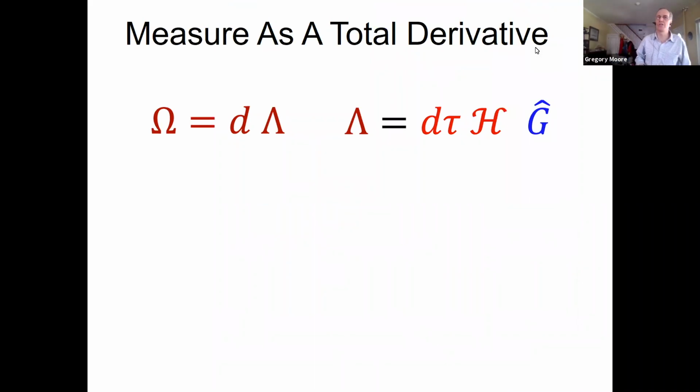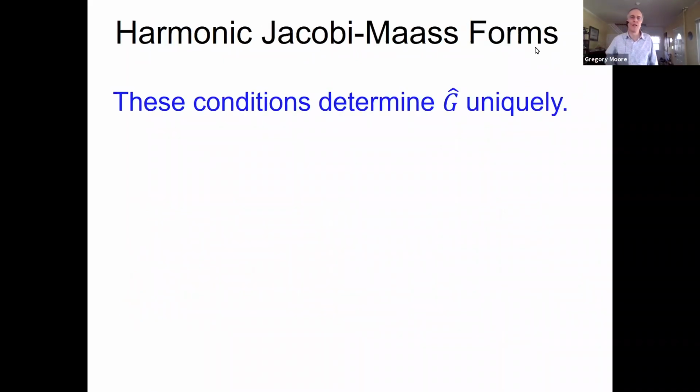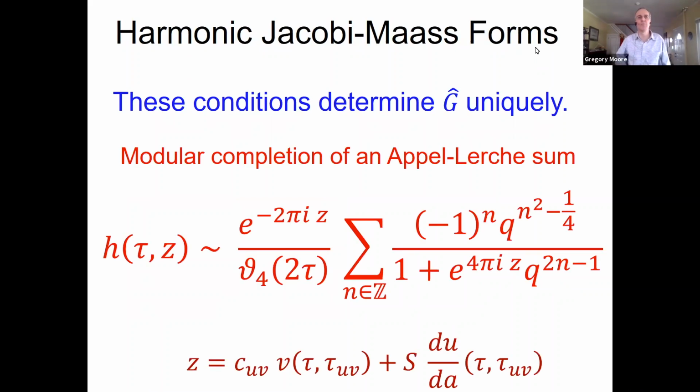So that's the technique that we use to evaluate the Coulomb branch integral. We write the measure as d of a one-form. Our one-form better be well-defined, no monodromy or anything like that. It better be non-singular away from the points where we know there's going to be trouble, and it better have a good q expansion near the cusps. These conditions determine this G-hat uniquely as a modular completion of what's called an Appell-Lerch sum. This h of tau does not look very modular, but remarkably, it has a non-holomorphic modular completion. It also looks like it has lots of nasty poles in z, and it does. That turned out to be a major technical headache, but rather magically, because of that identity of Jacobi's that I showed you before, the bad things from the poles actually go away.